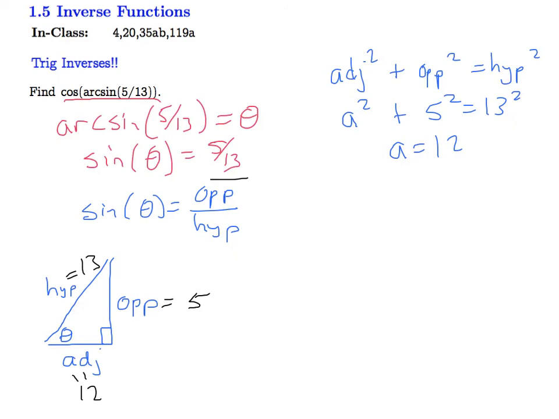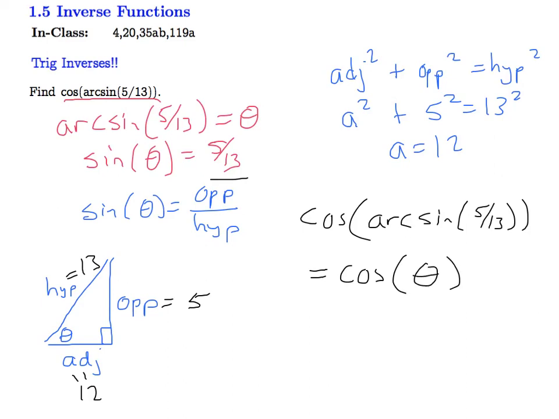Now we've completed our right triangle, and you're probably asking yourself, well, that's great, we've got a triangle, but what does this do for us? Let's go back to our original problem. We wanted to find cosine of arcsine of 5/13. In terms of this triangle, this is the same as cosine of this angle we've called theta. If we look at our triangle, and we remember that cosine is just the adjacent side divided by the hypotenuse, a nice ratio, now we know exactly what those numbers are.